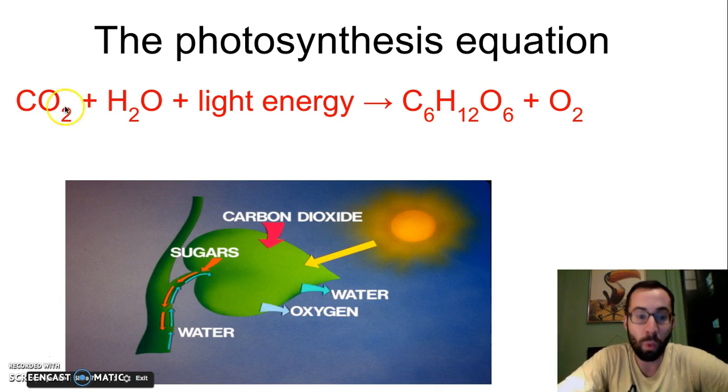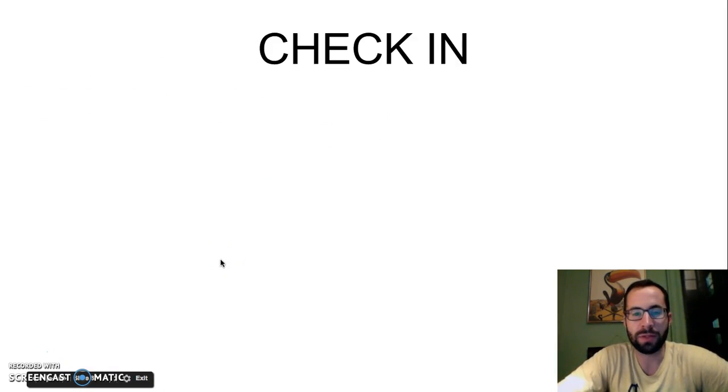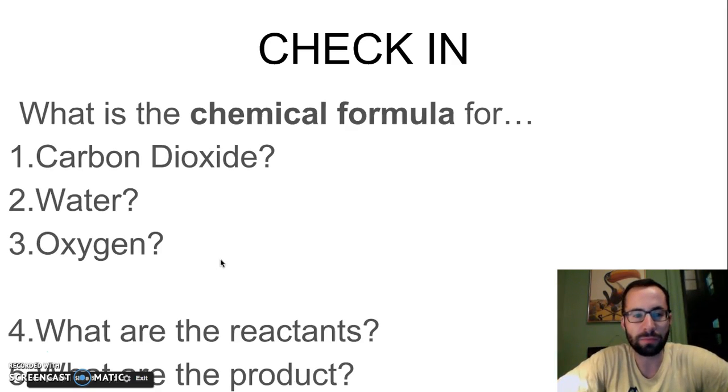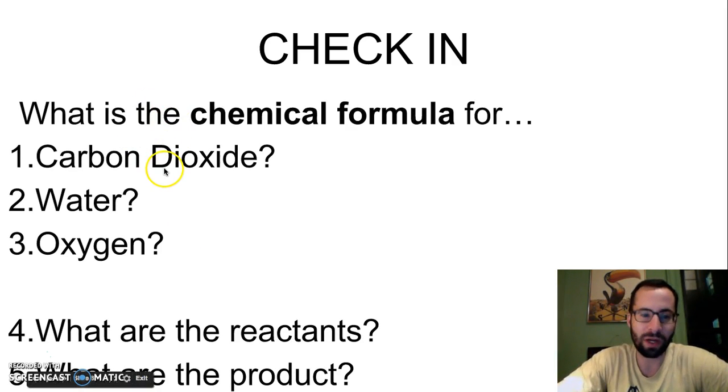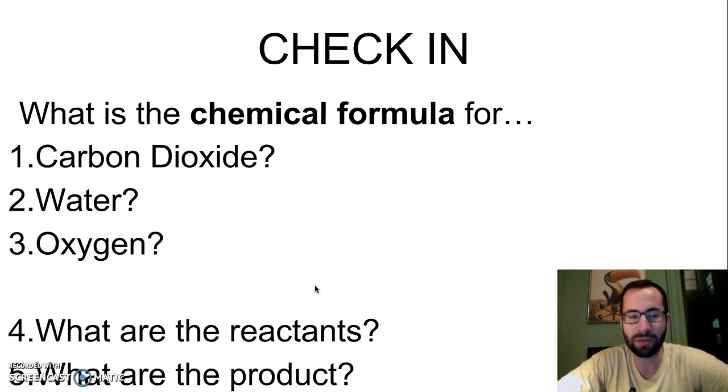Right, the words, or you may need to see it as their actual molecular formula. So let's check yourself real quick. You should be able to tell me what carbon dioxide's formula is, water's formula is, oxygen's formula, as well as what the reactants and products of the photosynthetic reaction are. So take a moment, pause the video. If you need to go back in the slides, you can do that.